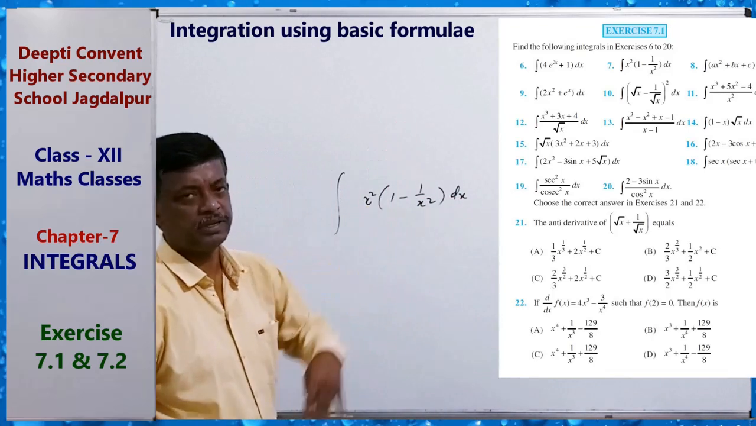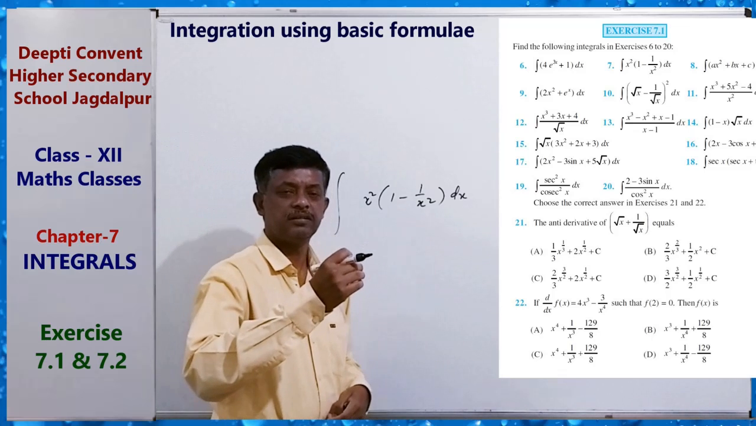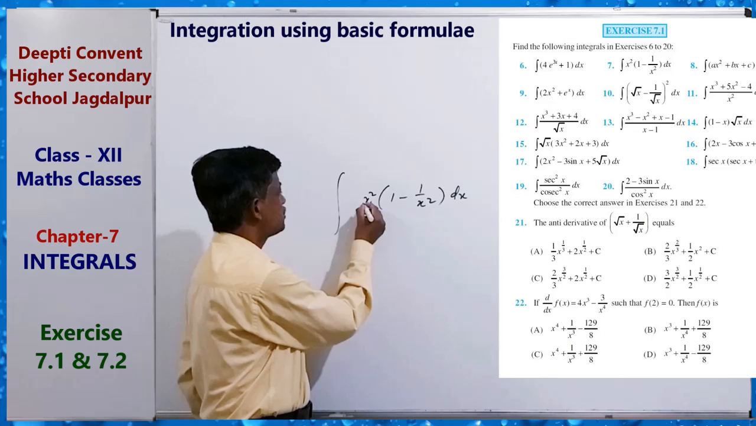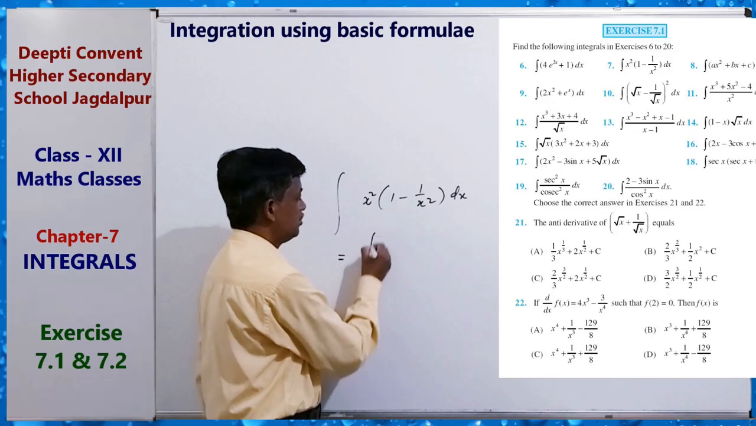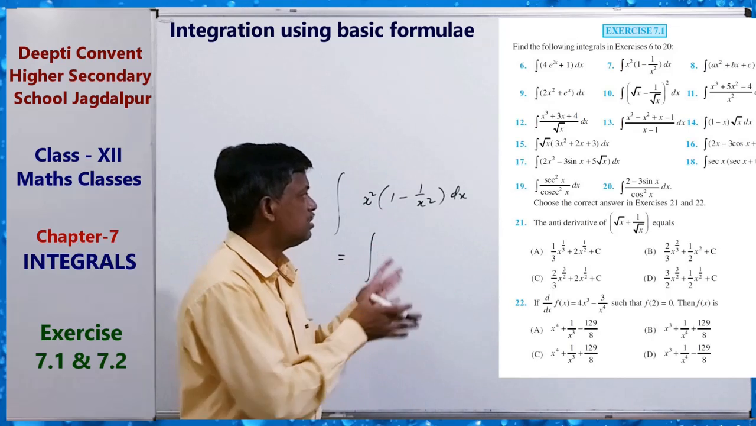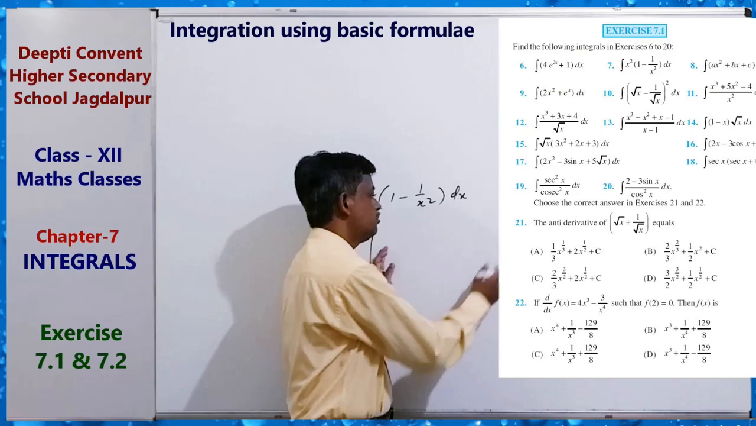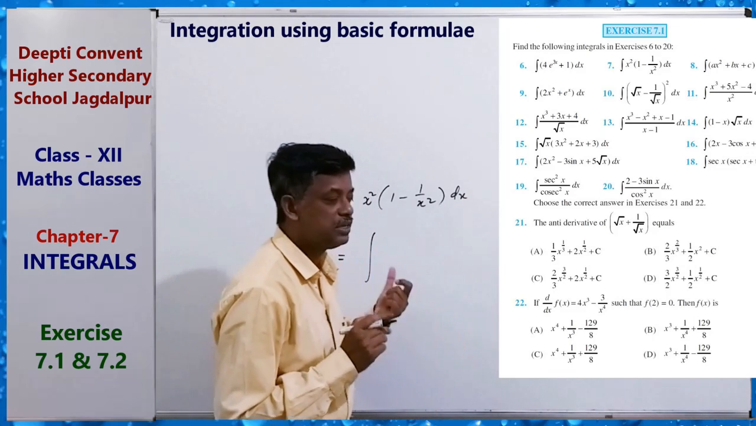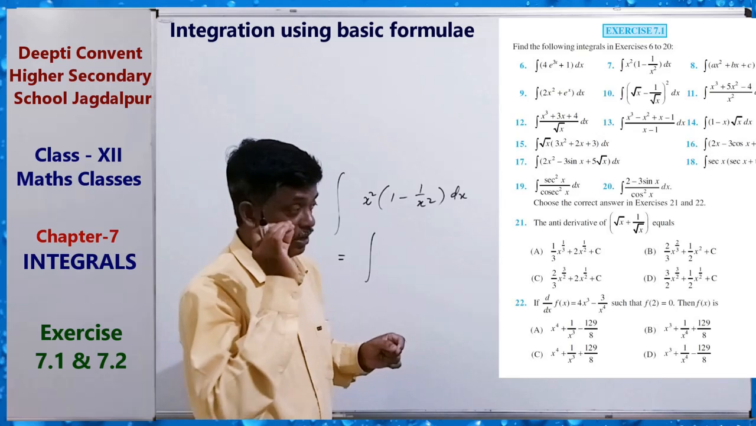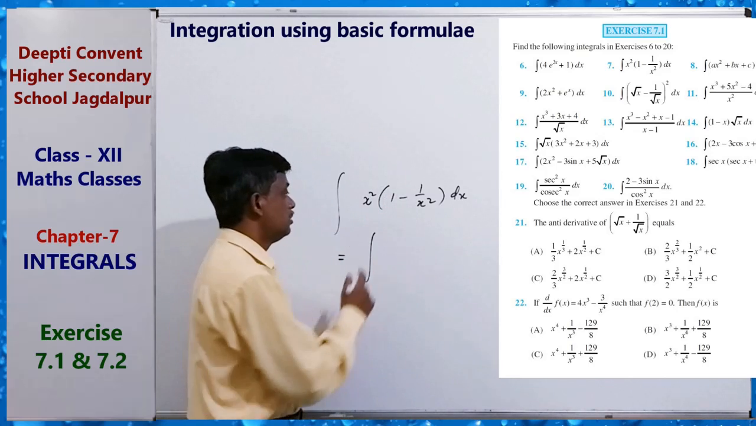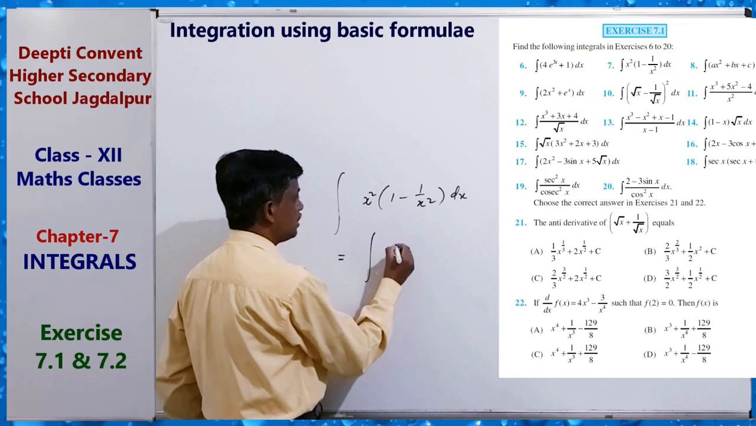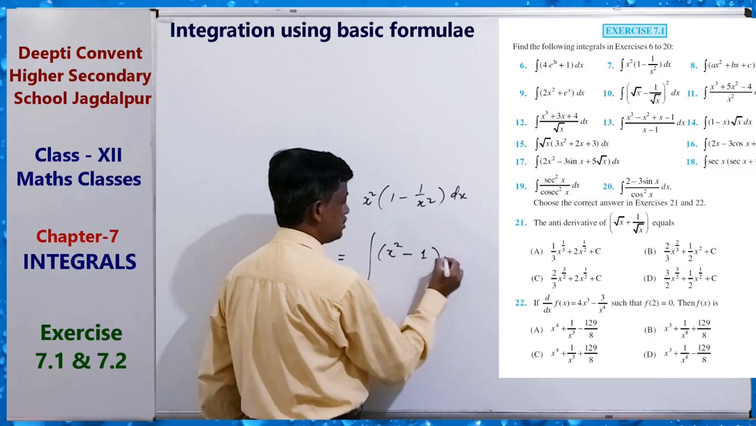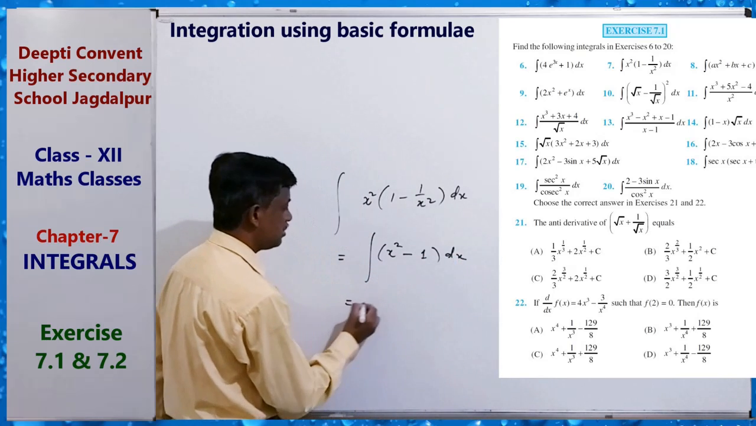We know the basic formula: integration of x to the power n is x to the power n plus 1 upon n plus 1. So how can it be solved? You have to convert the integrand in such a way that the standard formula can be applied, where n should not equal minus 1. So we can multiply x square by the bracket.